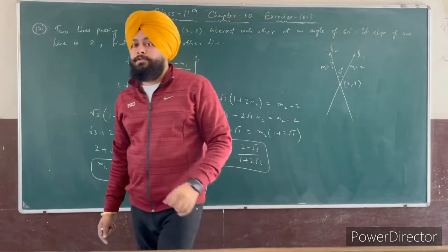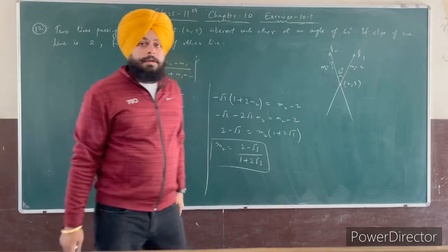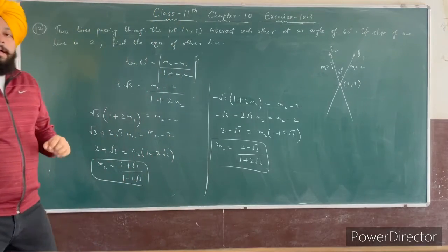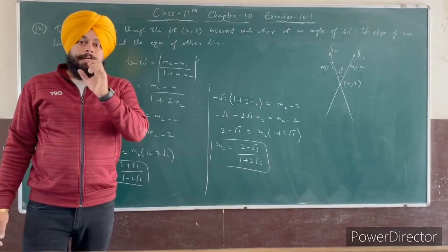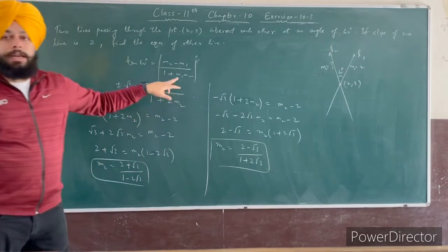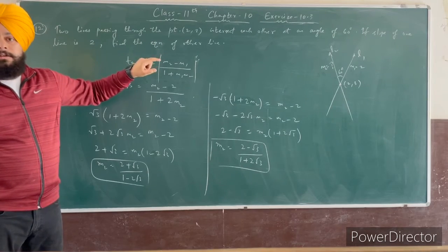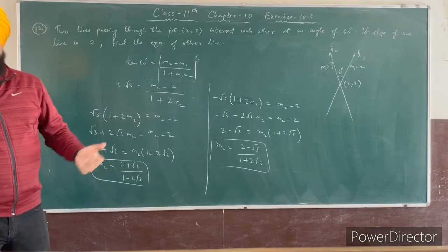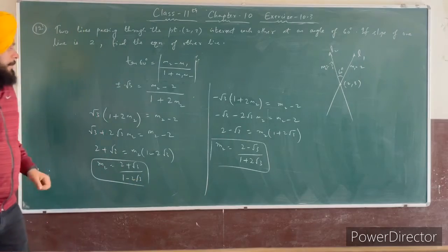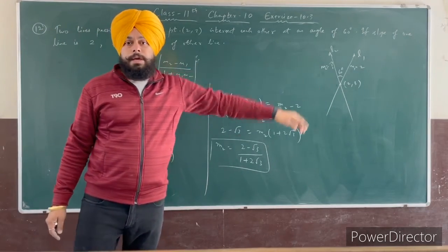So to find the equation of the other line, we have to first find the slope of this line, and we know that for the angle between two lines, the formula is tan theta is equal to (m2 minus m1) upon (1 plus m1 m2). From this formula, we will find the slope of the other line. Alright, after that we can find the equation of that line also. Clear? So tan 60. 60 is the angle between these two lines.